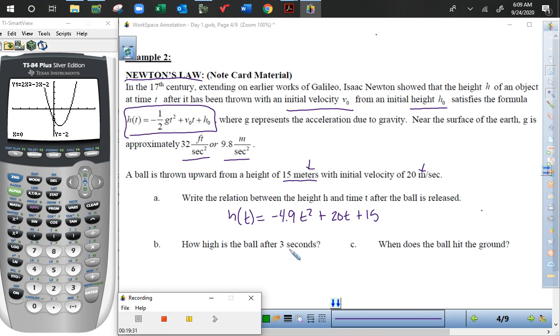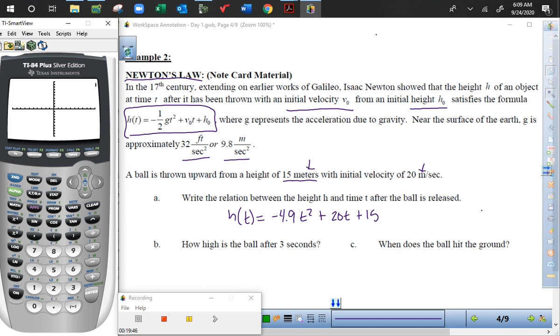So let's go ahead and in our y equals, type in this equation. So clear out what we've got here. Negative 4.9, and then x squared, then plus 20t, so 20x, and then plus 15. Again, I'm going to start with a Zoom 6 window and see what I need to do to adjust it. All these parabolas open down because we're talking about a ball traveling. It doesn't go up forever, it goes down until it hits the ground.